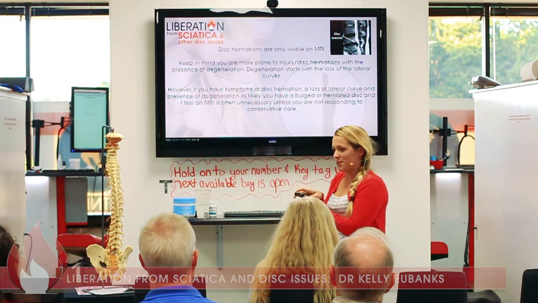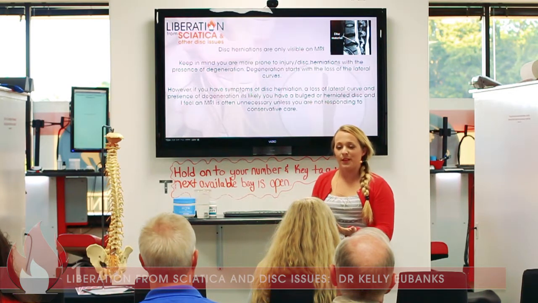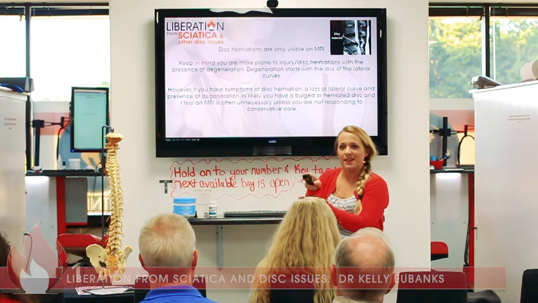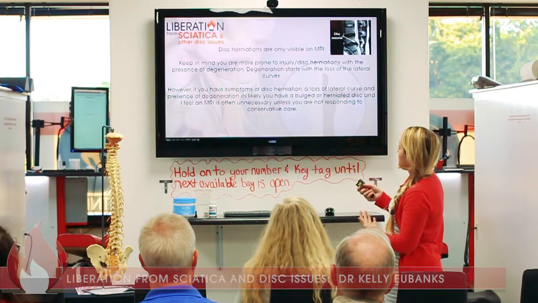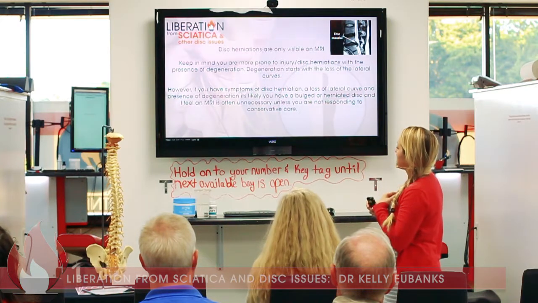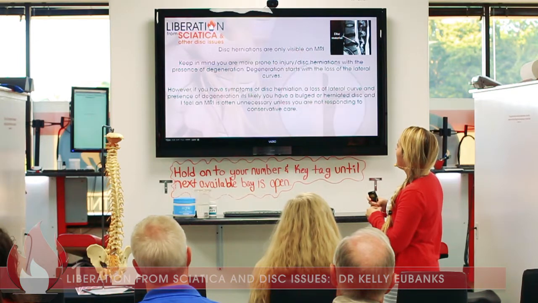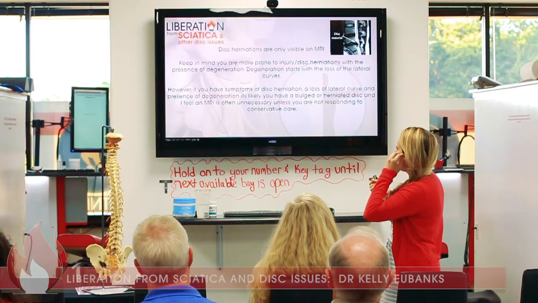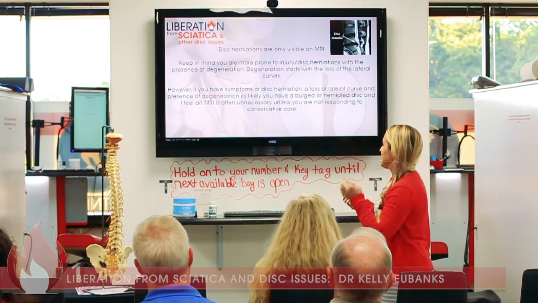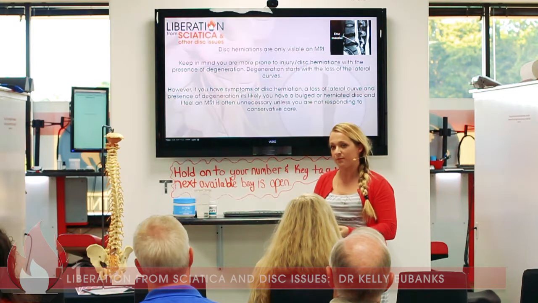So keep in mind you are more prone to injury or disc herniations with the presence of degeneration. So if you have that loss of disc height and the degeneration, it's a no-brainer that you're more prone to disc herniation because that disc is being squished. So degeneration starts with loss of lateral curves. However, if you have symptoms of disc herniation, loss of lateral curve, and presence of degeneration, it's likely you have a bulge or herniated disc. And I feel often MRI is unnecessary to confirm that as long as you're continuing to respond to care.